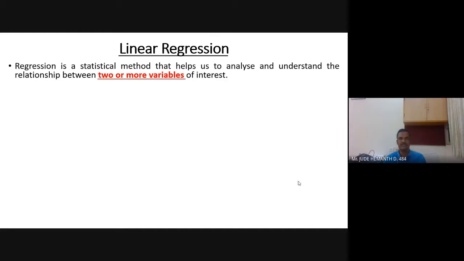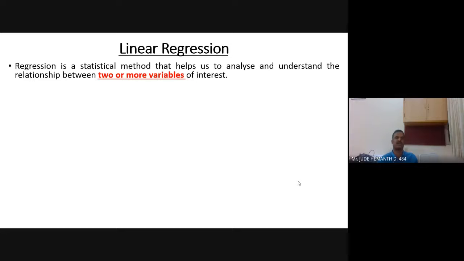So first you must know what is meant by regression. Regression is a statistical method that helps us to analyze and understand the relationship between two or more variables of interest. So you have two variables in one case, and sometimes you can have more variables also in your application. So how do you find the relationship? Supervised learning has target vectors. Whenever you have target vectors, the principle is that we are trying to find the relationship between the inputs and the targets.